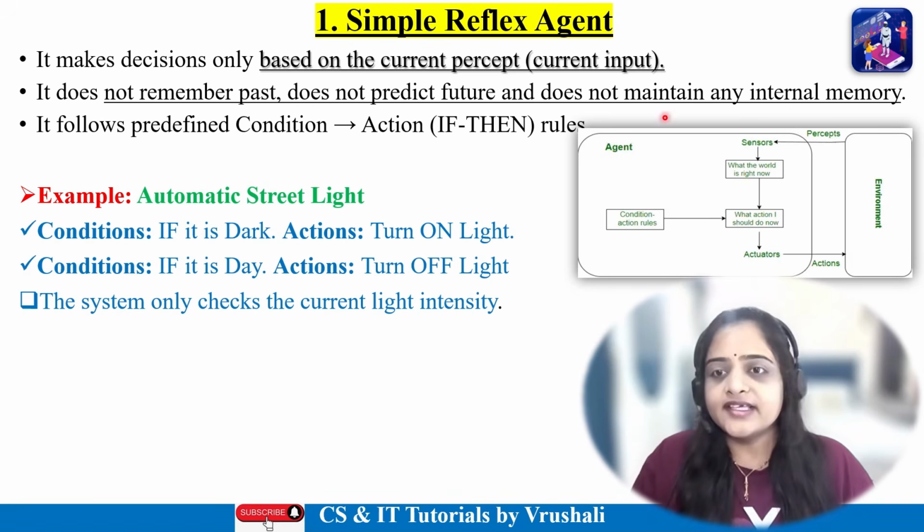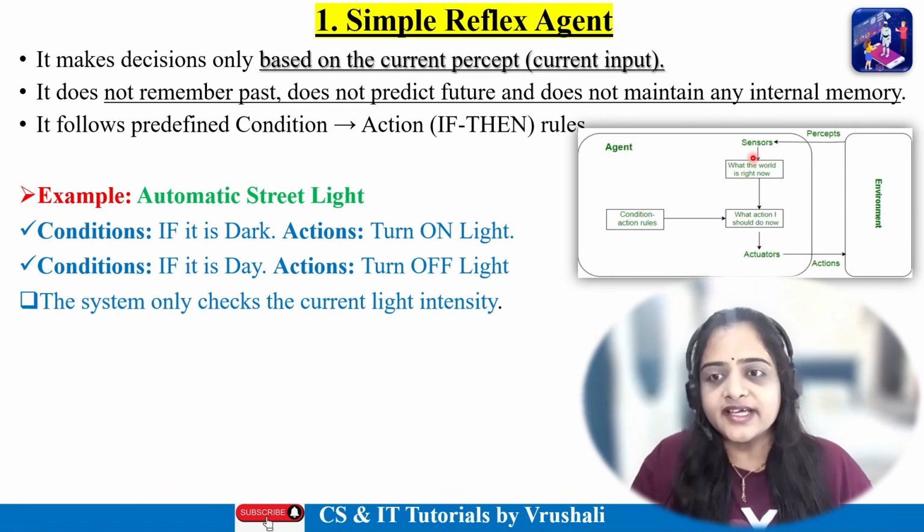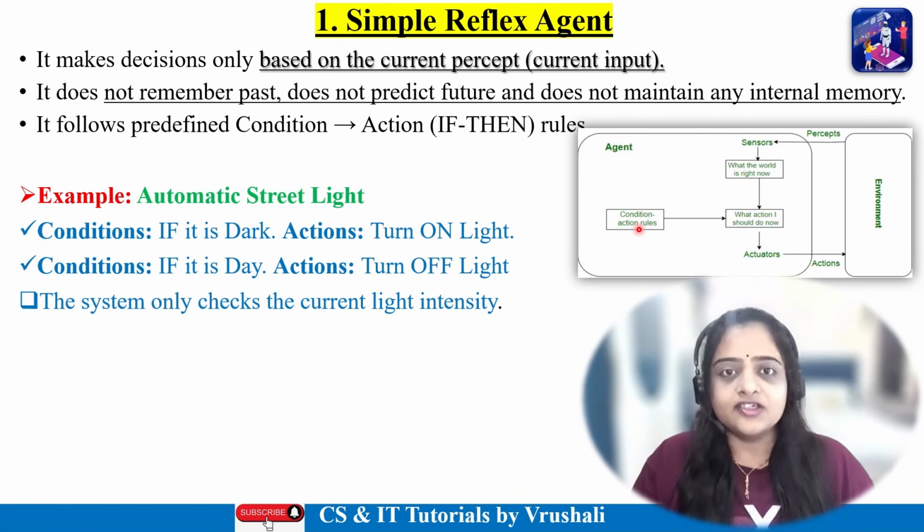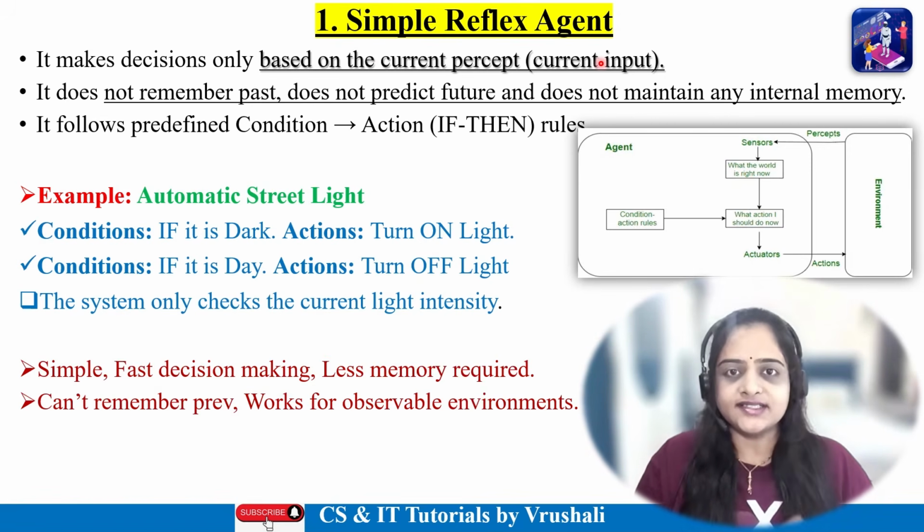Got it? See here in this diagram, like the street light. The street light has sensors. They sense current information, the current intensity of light from the environment, right? And as per that information, the condition will apply. So this is called a simple reflex agent.